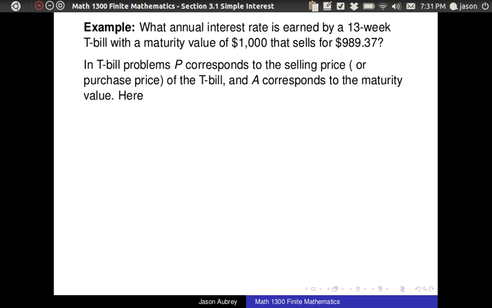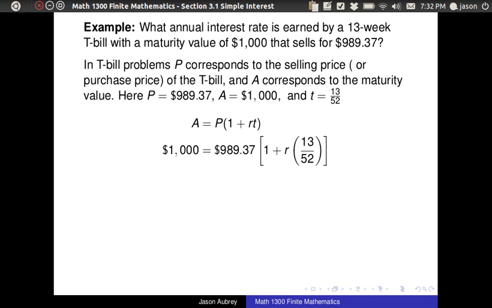So this is pretty common to all T-bill problems. In T-bill problems, P corresponds to the selling price or the purchase price of the T-bill, and A corresponds to the maturity value. Like we just said, in this problem P is $989.37, A is $1,000, T is 13 over 52. That's because there are 52 weeks in a year, so since it's expressed in weeks, we do 13 over 52. Now our formula is A equals P times the quantity 1 plus RT. We plug in all the values that we're given, and we just have to solve for R.